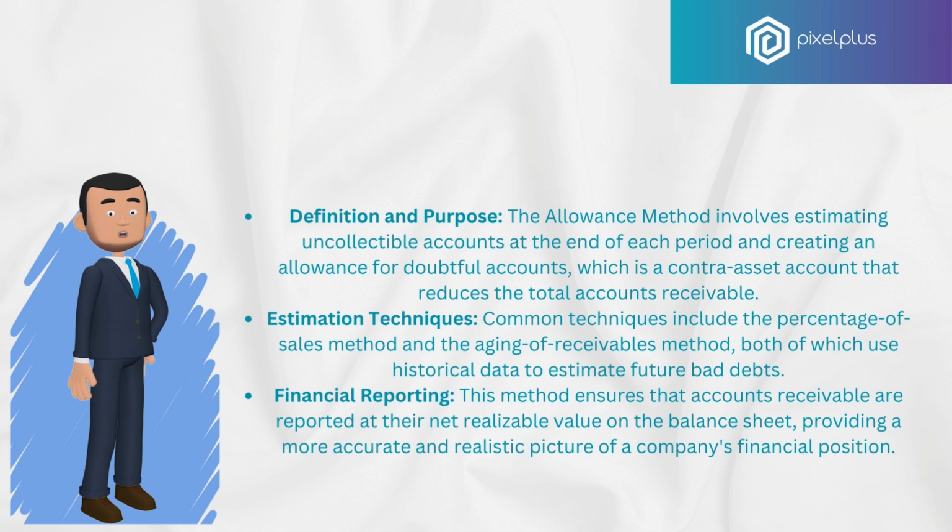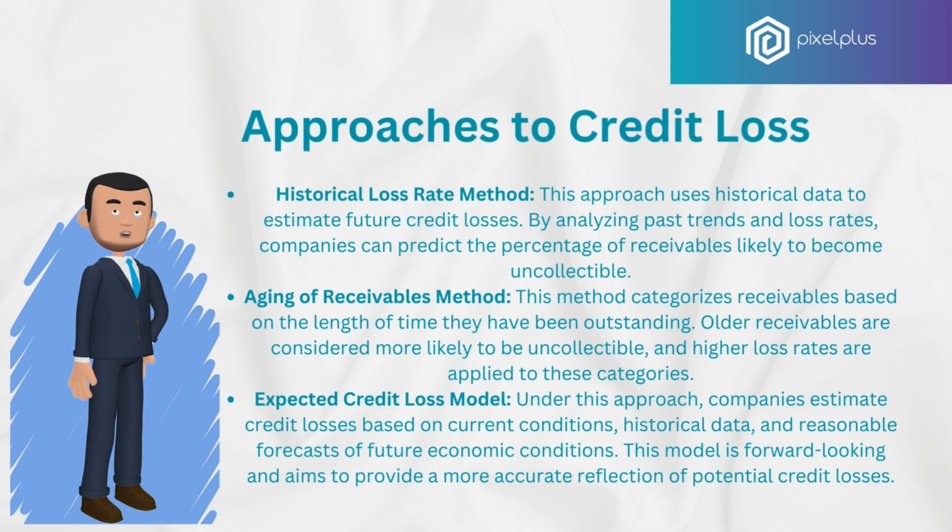Historical loss rate method. The historical loss rate method relies on historical data to estimate future credit losses. This approach involves analyzing past trends and loss rates to predict the percentage of receivables likely to become uncollectible. Here's how it works in detail. 1. Data collection. Collect historical data on credit sales and the corresponding bad debts over a relevant period, typically several years. 2. Calculate historical loss rates.